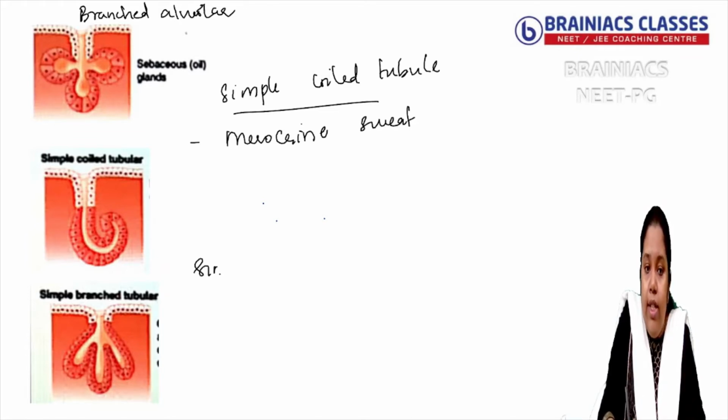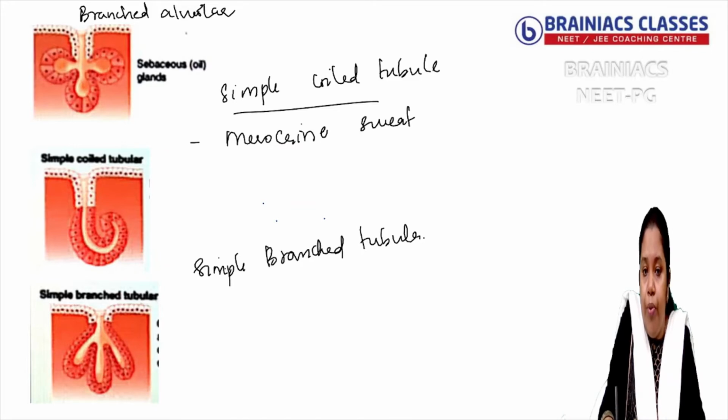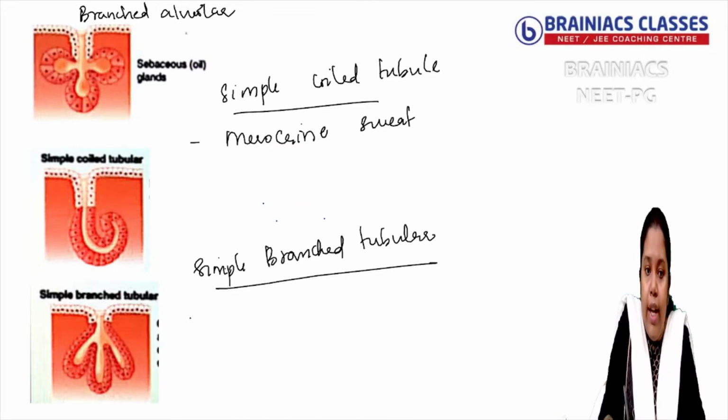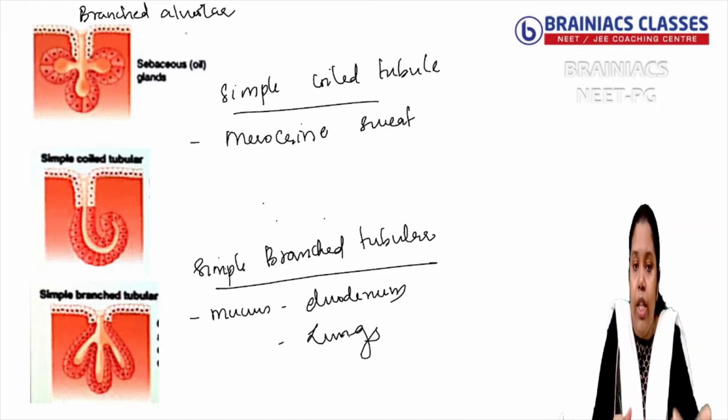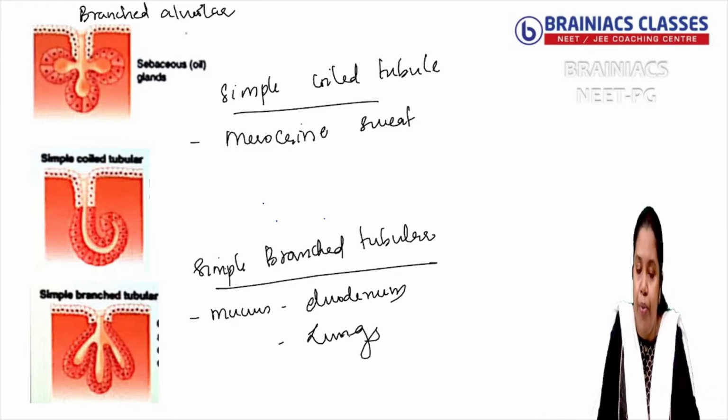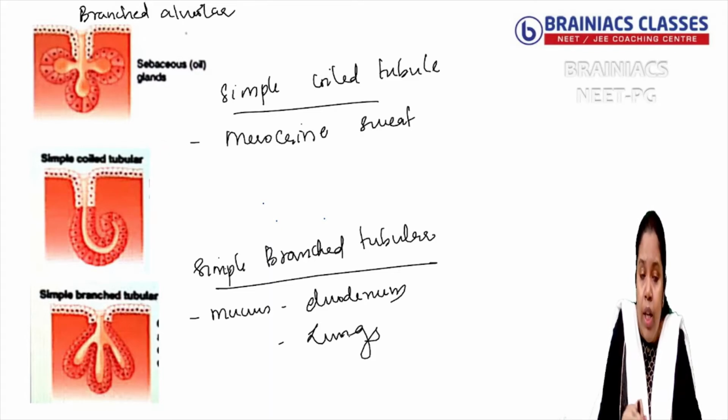Last is the simple branched tubular. Simple branched tubular glands. The examples are the mucus glands of the duodenum and the lungs. They all form simple branched tubular glands. Okay, so this is about the simple glands.